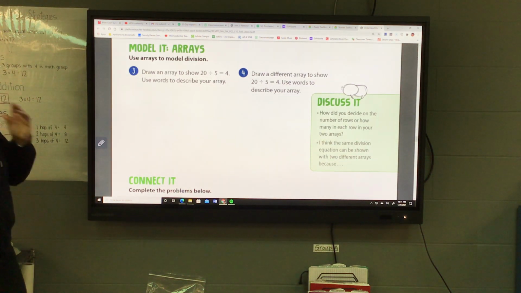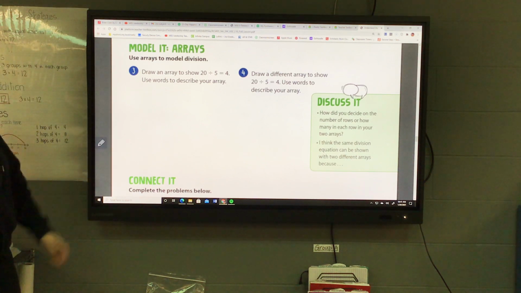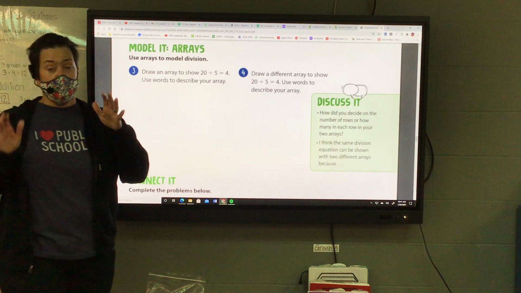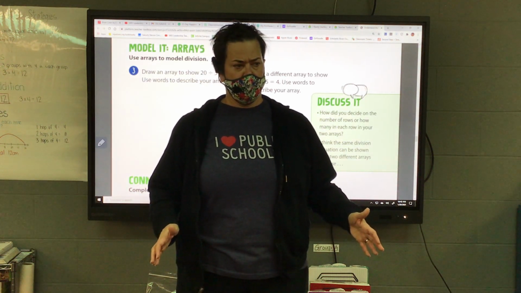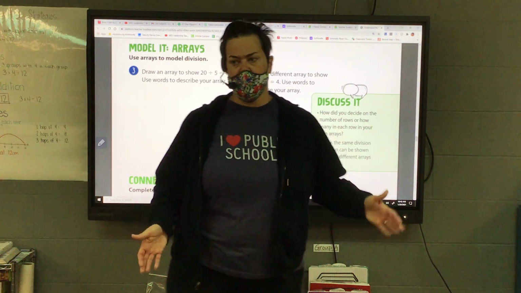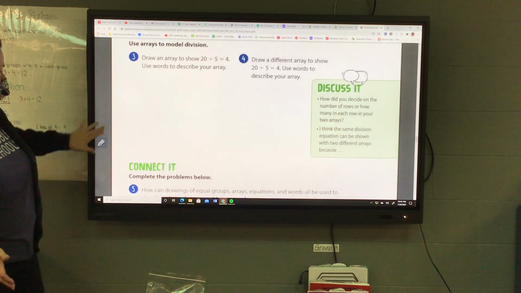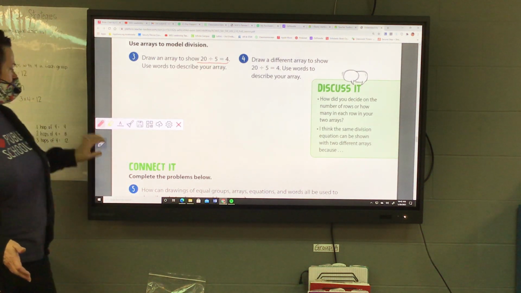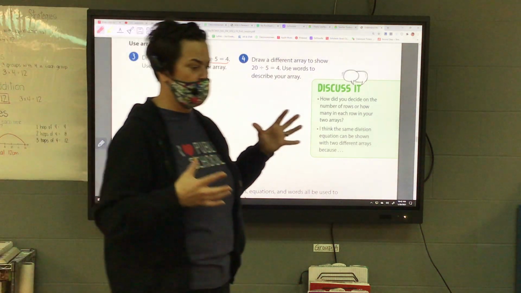Problem 3. Draw an array to show 20 divided by 5 equals 4. Use words to describe your array. First, just draw your array. Show me how you would make an array using that information. I'm going to see if you can figure this out before we talk about it.